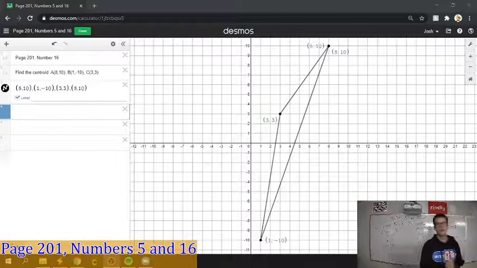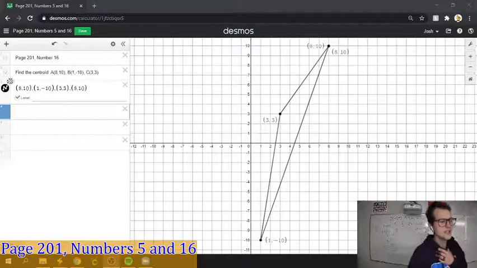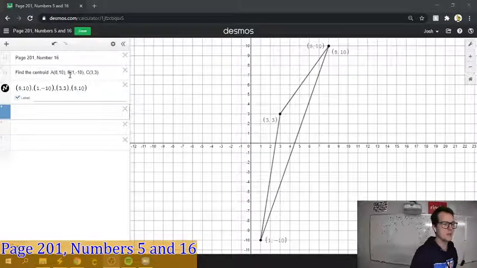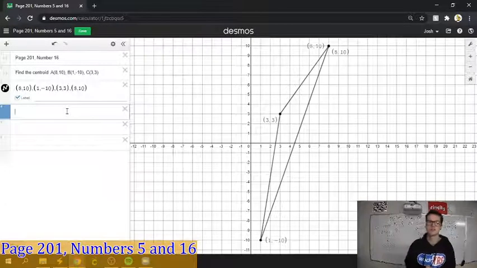Okay, page 201, number 16. We're trying to find the centroid of triangle ABC. A is at the point (8, 10), B is at (1, -10), C is at (3, 3). I plotted these three points and connected the dots just like last time. Now we need to find all three midpoints of these three sides.